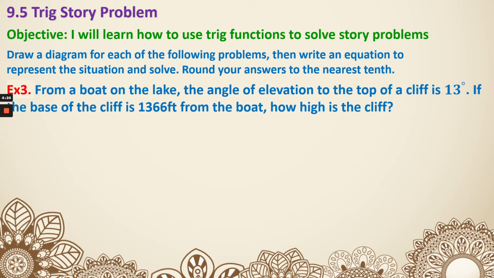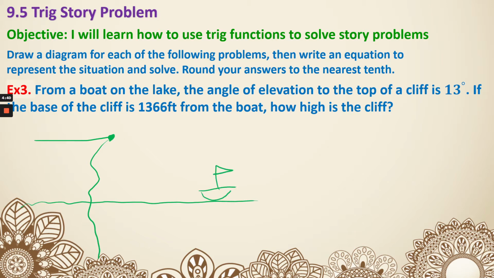Example 3. From a boat on the lake, the angle of elevation to the top of a cliff. So let's say this is our cliff right there, and this is where our boat is. The base of the cliff is 1366 feet from our boat. And the angle of elevation, so we're looking up from our boat, is 13 degrees.